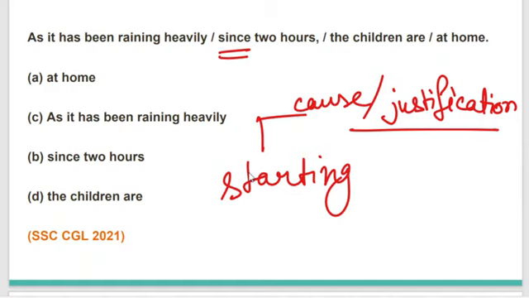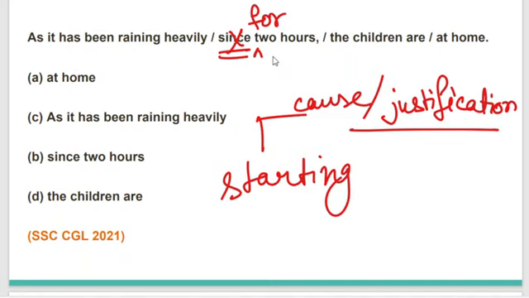So grammatically, this sentence is incorrect. Literally, the sentence might be correct according to literal meaning, but grammatically, the sentence is absolutely incorrect. As it has been raining heavily for 2 hours, the children are at home. As it has been raining heavily for 2 hours.